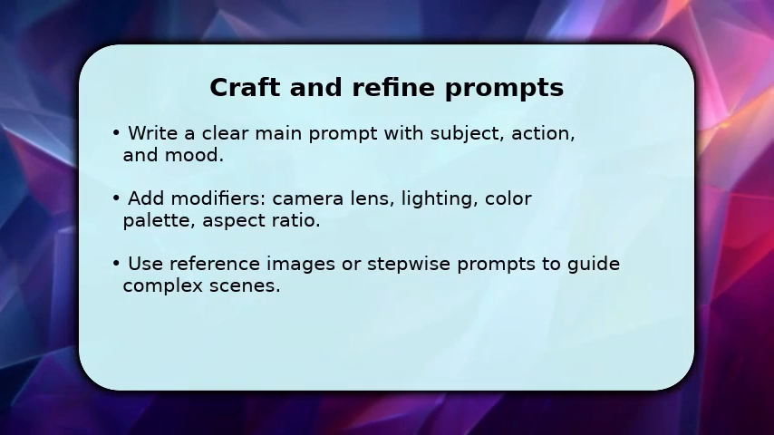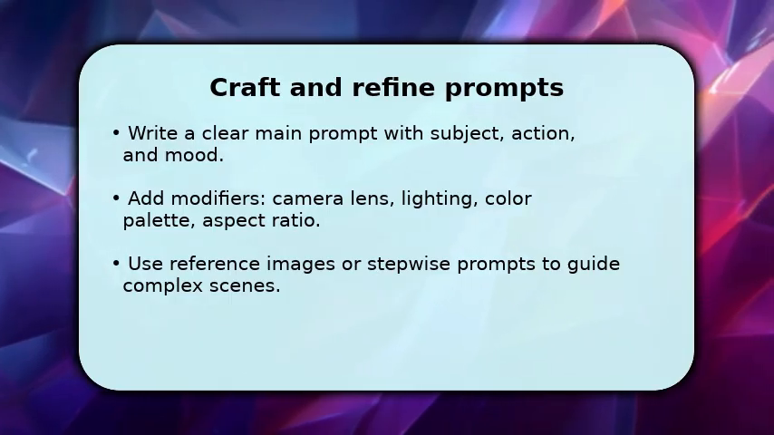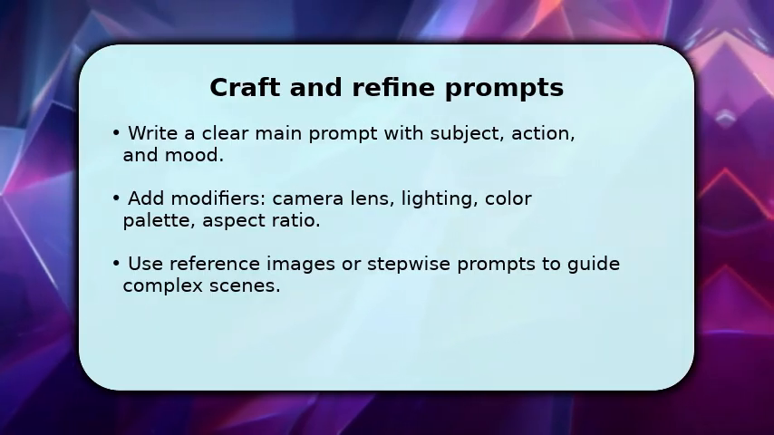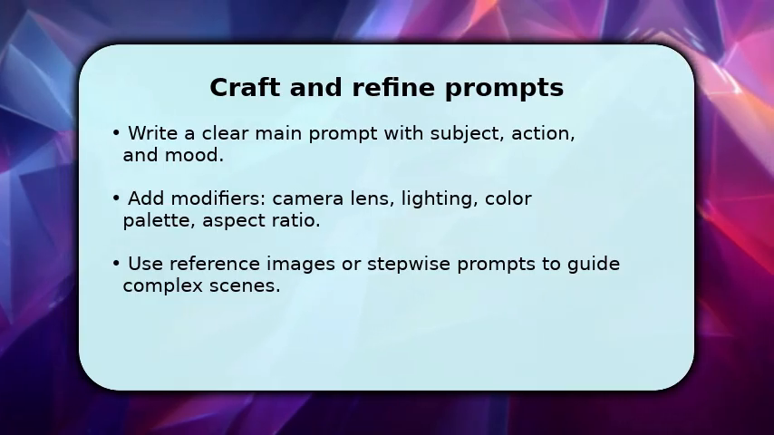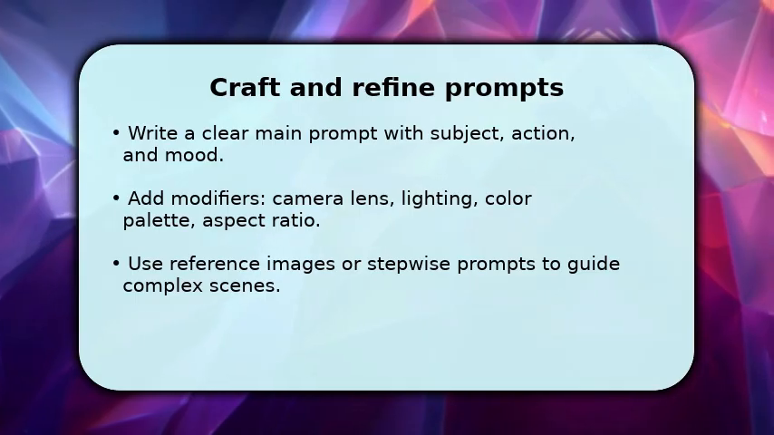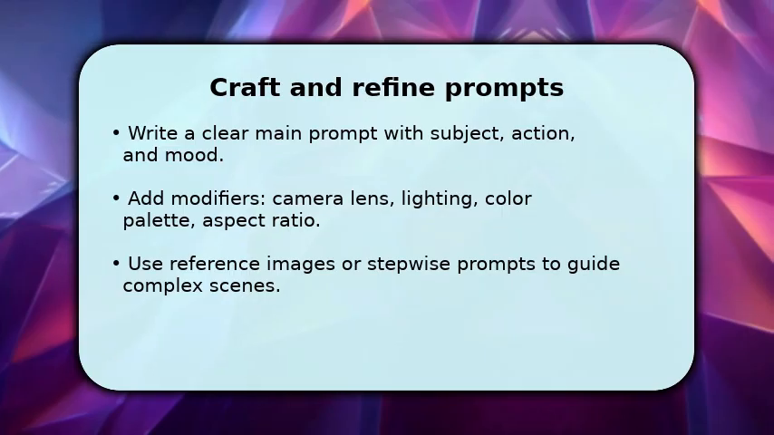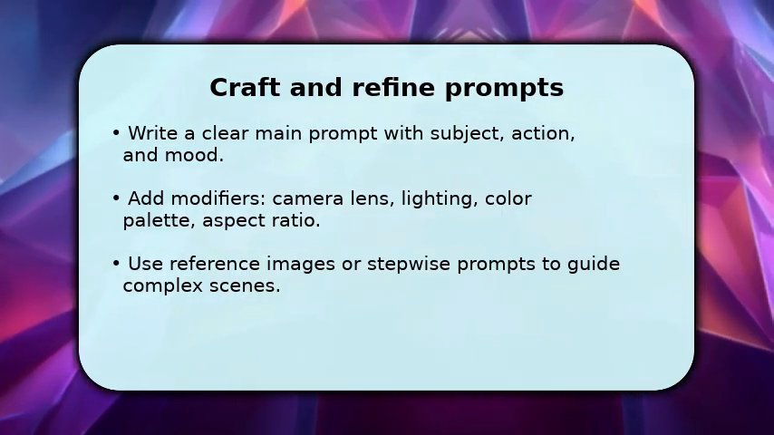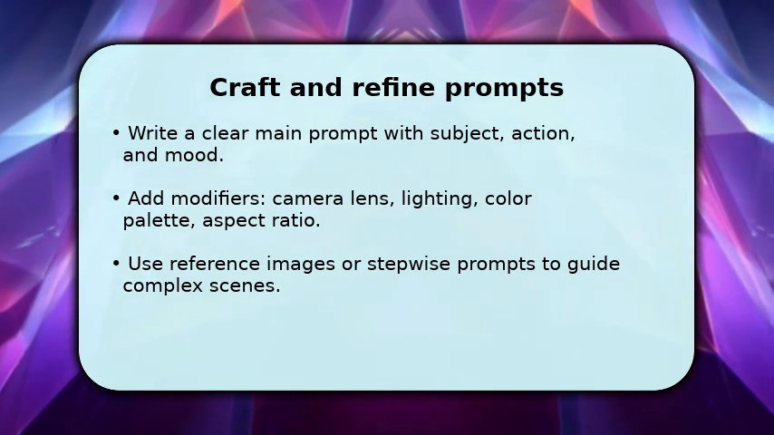You now craft the core prompt. Name the subject, the action, and the intended mood so Gemini understands intent. Then layer modifiers, camera lens, focal length, lighting direction, and color palette to control realism or stylization. For example, specify soft golden hour light or cinematic 35 mm. If the scene is complex, provide a reference image or break the task into stepwise prompts and iterate, making small edits each run. This iterative refinement is why results converge faster and with higher fidelity.